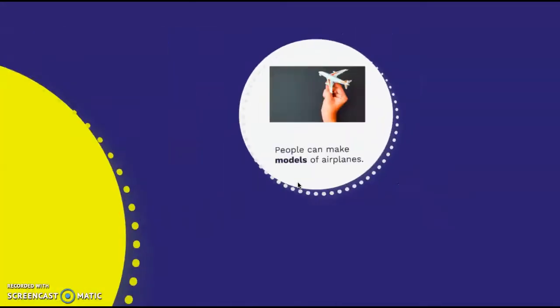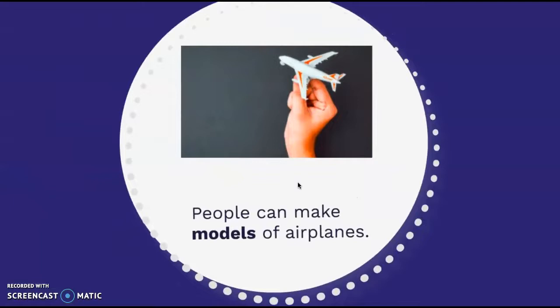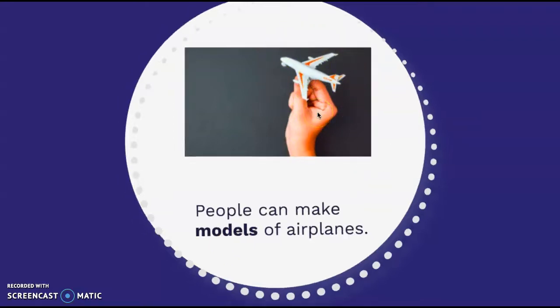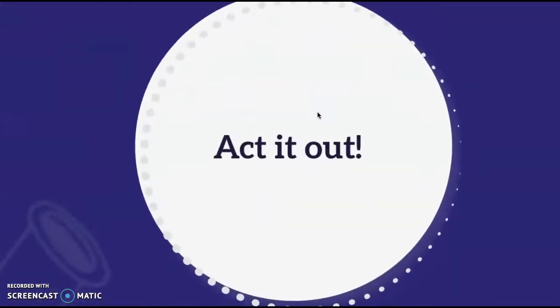Okay, my example was people can make models of airplanes. Again, we know airplanes are very large and they carry lots of people in the sky. It would not be smaller than a hand. So this is a model because it is a smaller or miniature version of an airplane. Okay, act it out. Maybe you're pretending to put together a small plane or a small car, or maybe out of Legos you were making a model of a house or a boat or a car or anything like that.